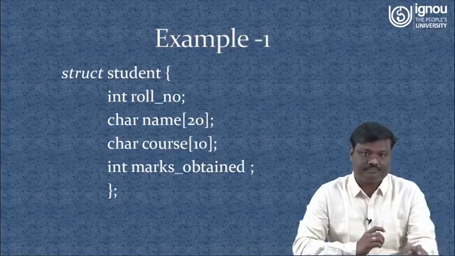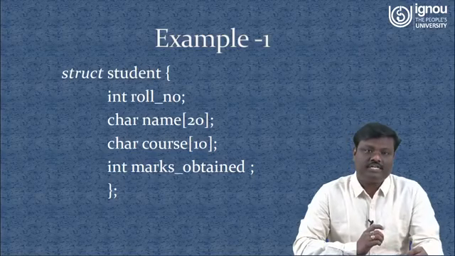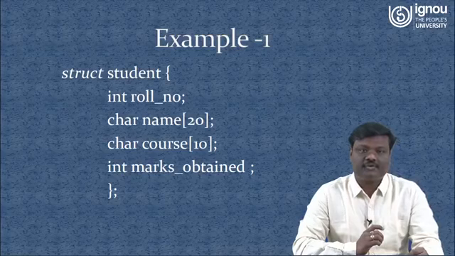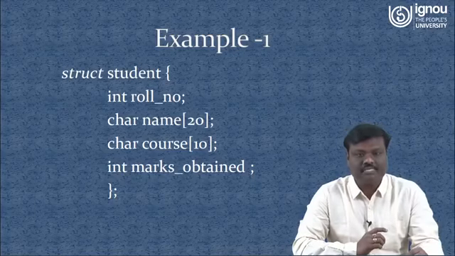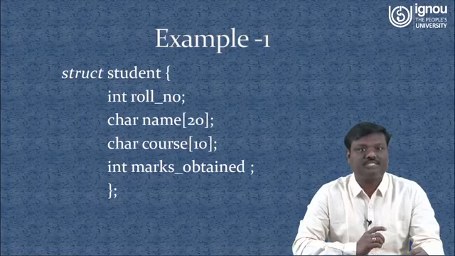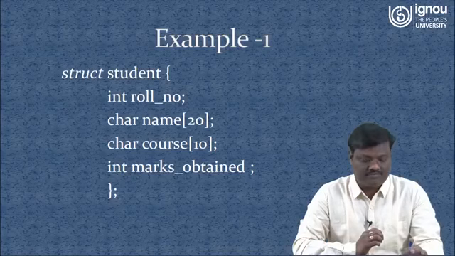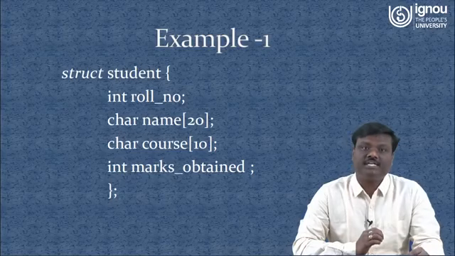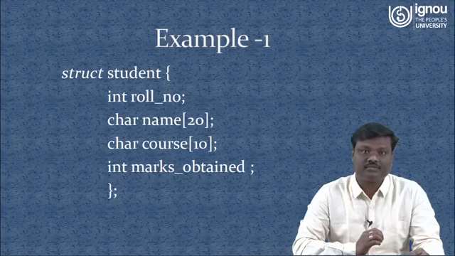So here, whatever the data type that we are declaring, an appropriate data type for the variables: roll number is an integer, so it occupies 2 bytes, then name 20, then character course 10, then integer marks obtained. Once again it is an integer, it occupies 2 bytes. So just count: 2 plus 20 plus 10, 32, plus 2, 34. So if you declare a variable of this student, each and every variable occupies 34 bytes. That particular thing you have to remember.